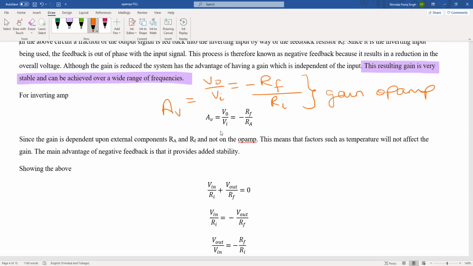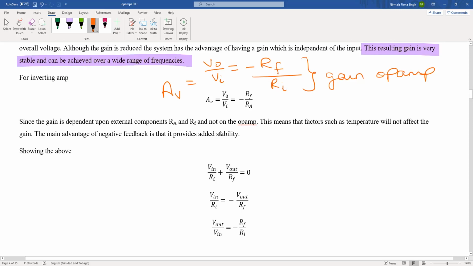So let's go through the maths. Since the gain is dependent upon external components, which are R_A, your input resistance, and your R_F, and not on the op amp, this means that factors such as temperature will not affect the gain. The main advantage of negative feedback is that it provides added stability.